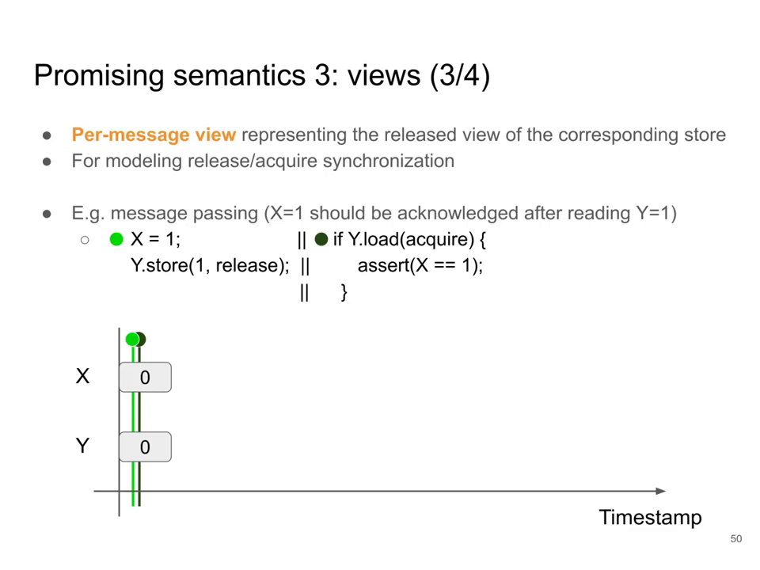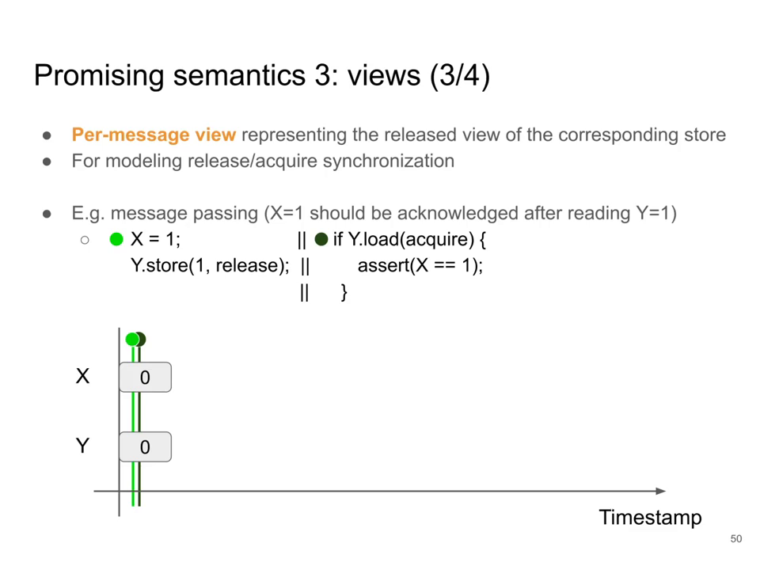Okay, and there is a second example of the views, which is a per message view. The per message view is representing the view at the time of a release write. So if a view is released, then the view is annotated with the corresponding message, which can later be acquired by another thread. So it is basically for modeling release acquire synchronization.